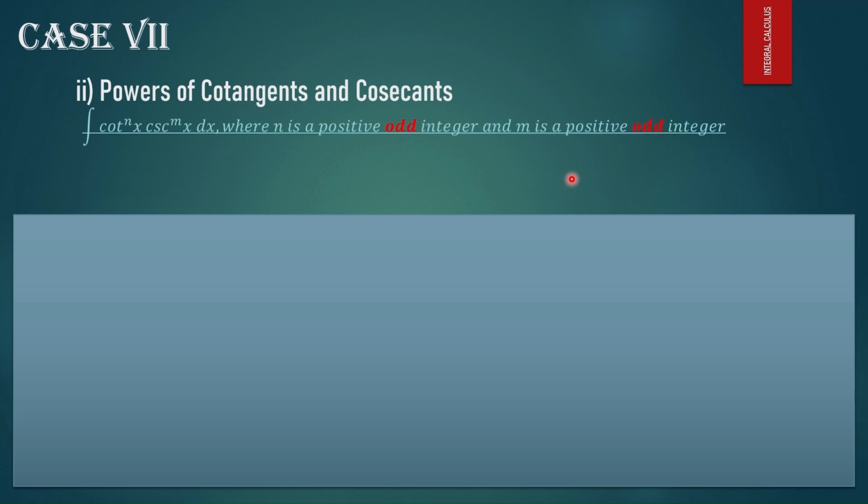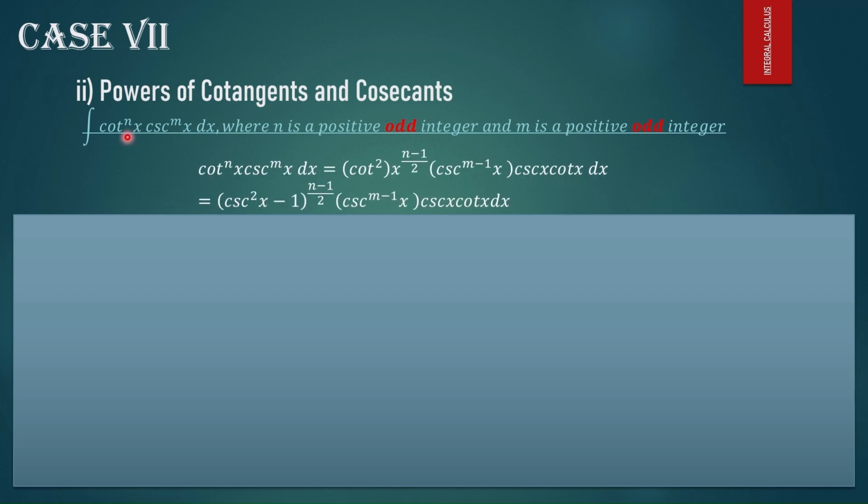So still, m and n are both odd integers. Given the integral of n power of cotangent x times m power of cosecant x, similarly, we can factor out cosecant x cotangent x because if we let cosecant x to be our u, we know that its derivative will be negative cosecant x cotangent x.